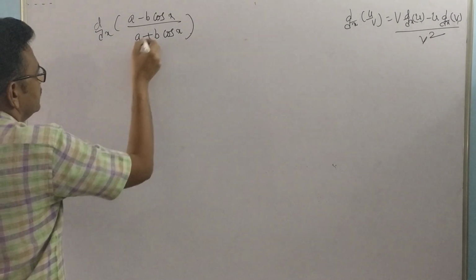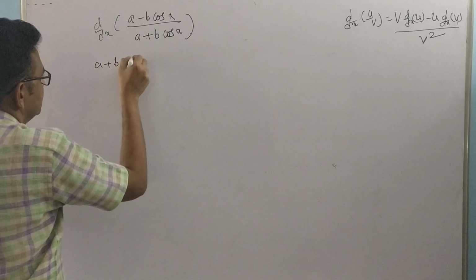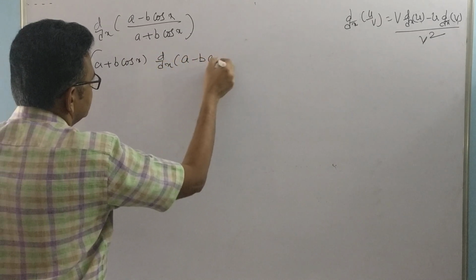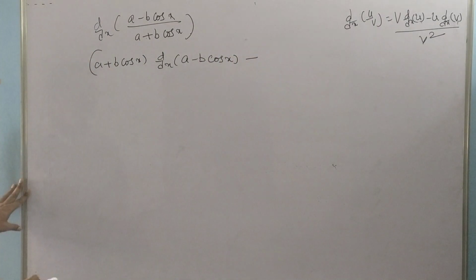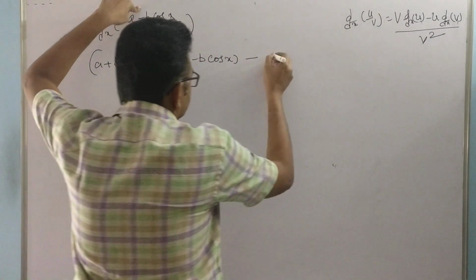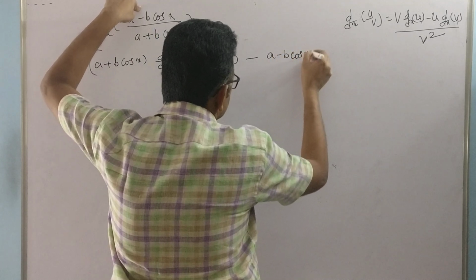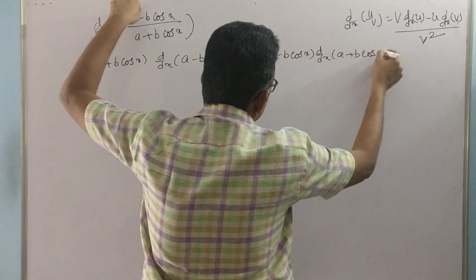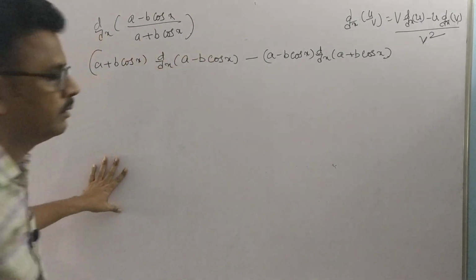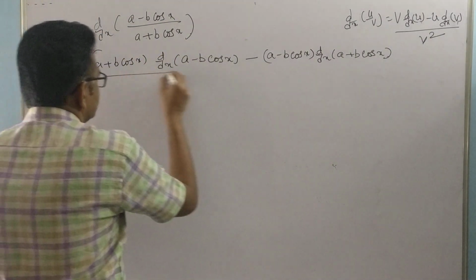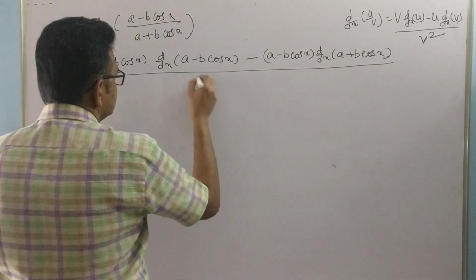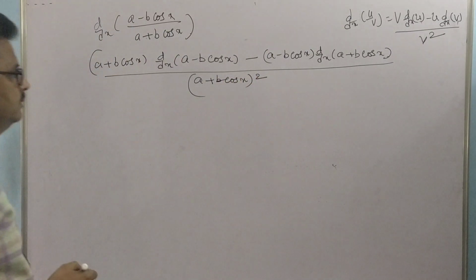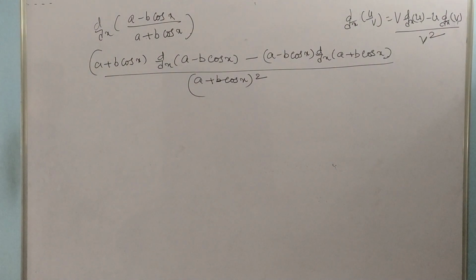Now this is v, a plus b cos x, into derivative of a minus b cos x, minus u into, u means numerator, a minus b cos x into derivative of a plus b cos x, by v square, where v is a plus b cos x, whole square.